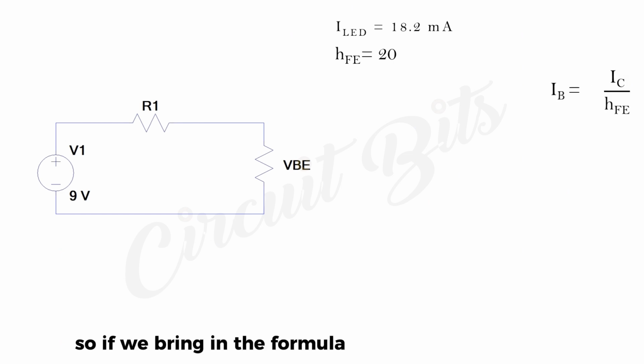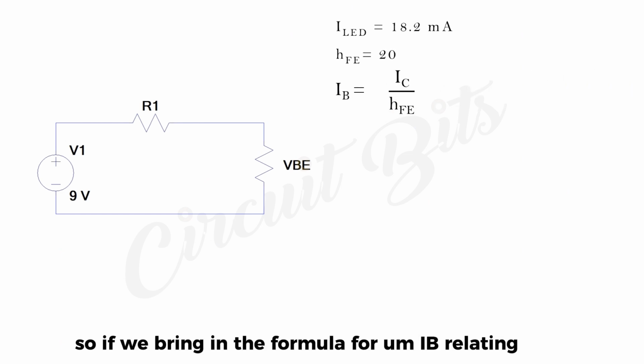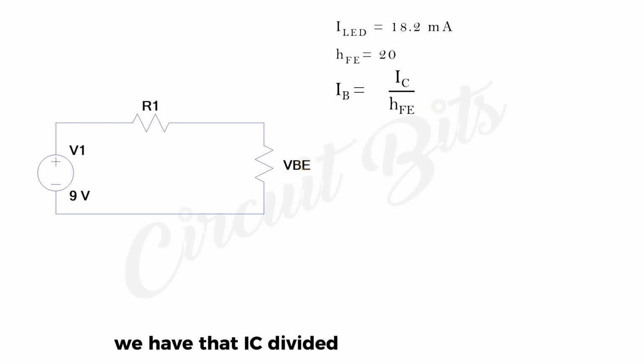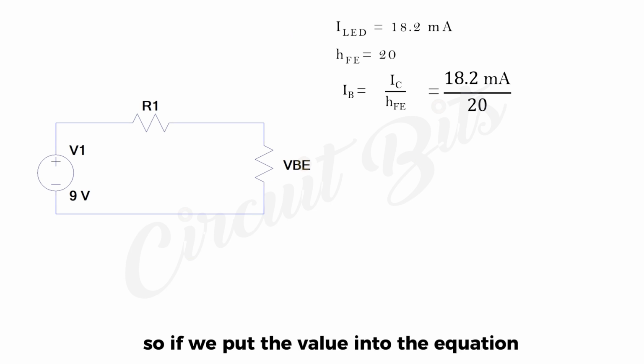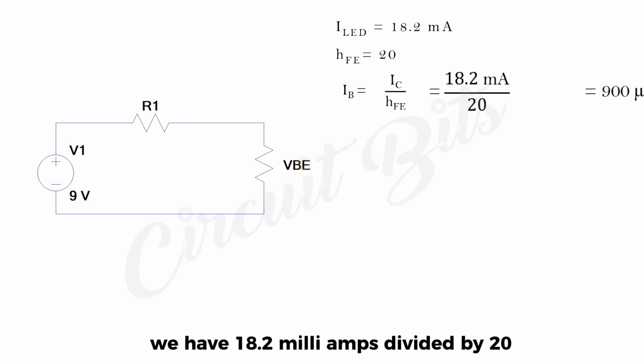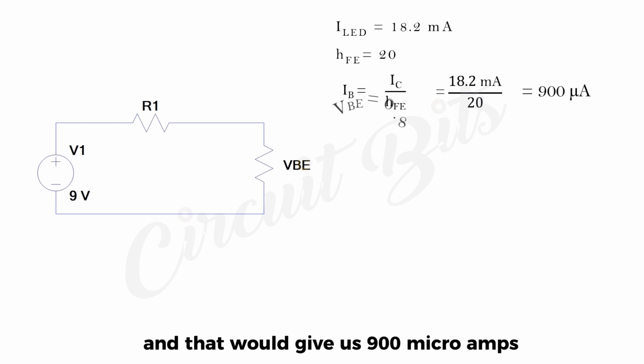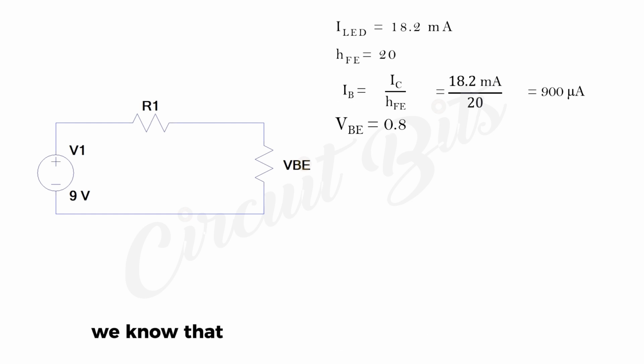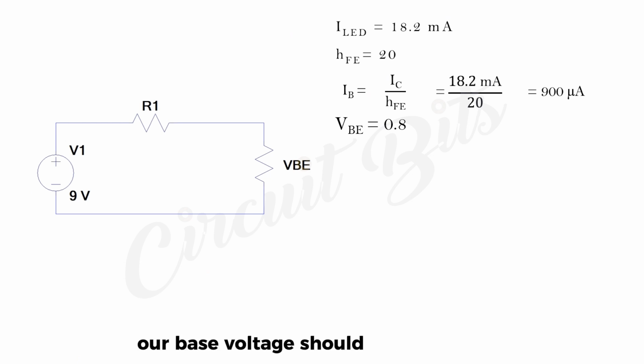So if we bring in the formula for IB relating to HFE, we have that IC divided by HFE will give us IB. So our IC in this case is our ILED. So if we put the value into the equation, we have 18.2 milliamps divided by 20, and that would give us 900 microamps. Next, we know that from the data sheets, for us to be at saturation, our base voltage should be 0.6 minimum. So to ensure saturation further with respect to operating conditions, we increase that a bit. So we're adopting 0.8 volts for our VBE.